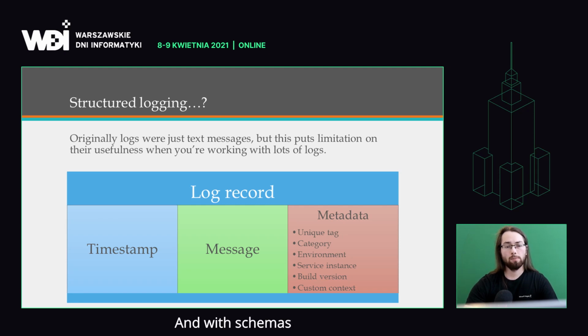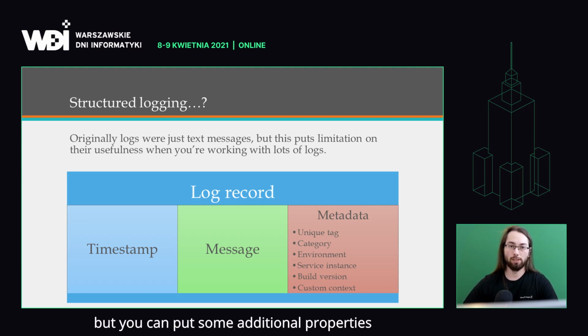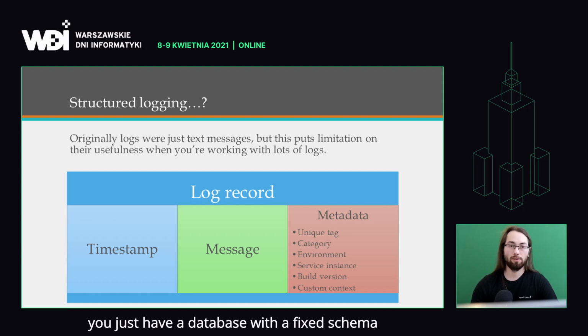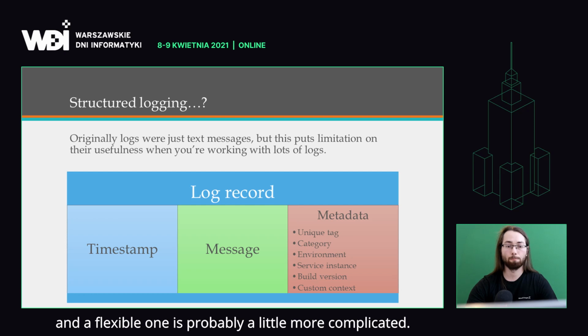And with the schemas, you can have a fixed schema, which says every log entry is the same. Or you can have a flexible schema, which says most log statements look like this, but you can put some additional properties when you need them. They're again more flexible, but are slightly less efficient potentially, right? Because with a fixed one, you just have a database with fixed schema. And the flexible one is probably a little more complicated.